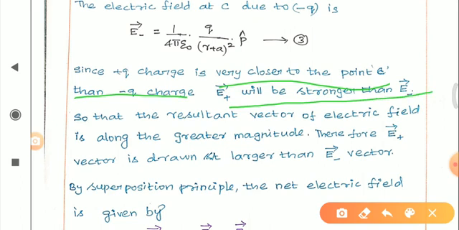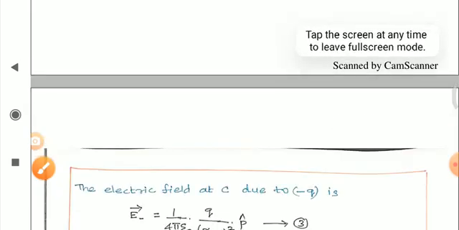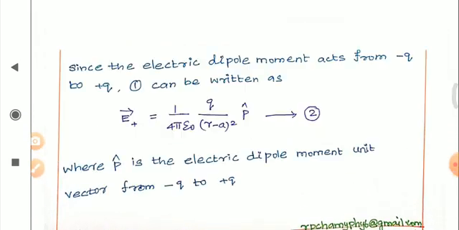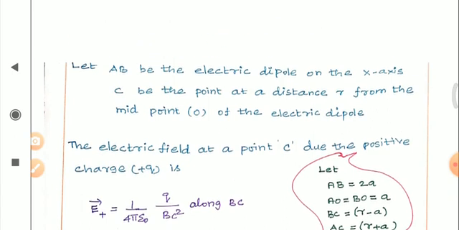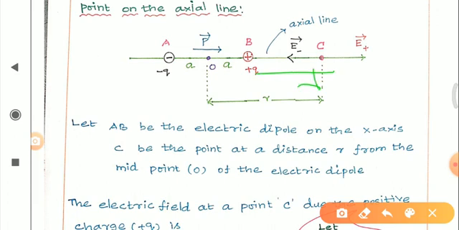Why? Because the positive charge is very close to the point C. If we go through the diagram, we can understand that. What is the electric field due to a point charge? It is inversely proportional to the square of the distance between them. We have already discussed this. From B to C, r is very small, so the electric field due to the positive charge is always high.